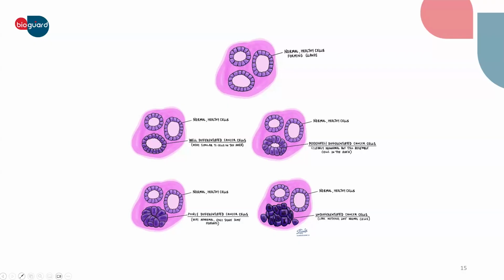To the right, we see the moderately differentiated tumors, which are clearly abnormal. They retain some resemblance to surrounding normal tissue. And to the bottom left, we see poorly differentiated tumor cells. The cells appear disorganized, irregular, and only share a few structural features with normal tissue. And to the bottom right, we see undifferentiated tumor cells, which often look nothing like the original tissue. They exhibit anaplasia, meaning they have lost features of normal identity. These tumors are usually more aggressive and harder to treat.